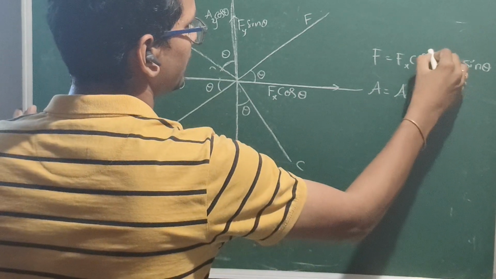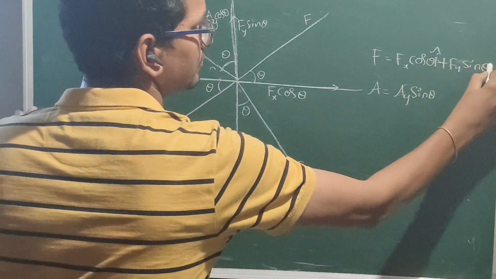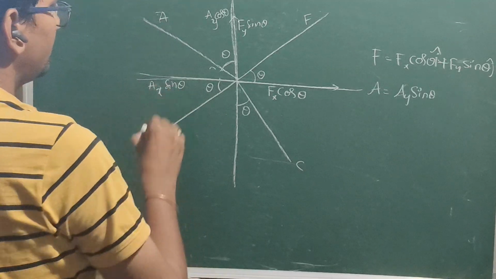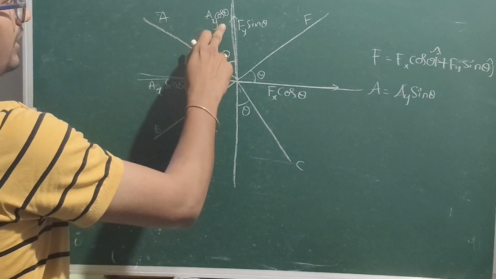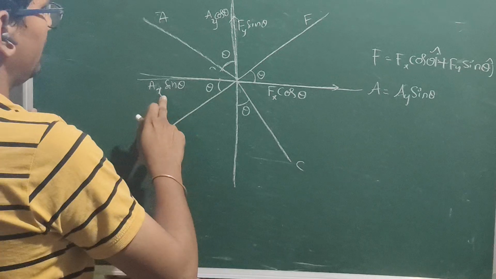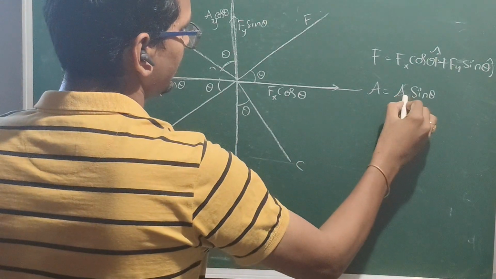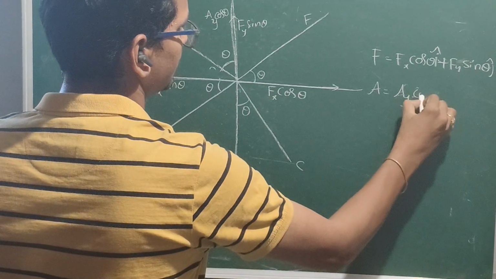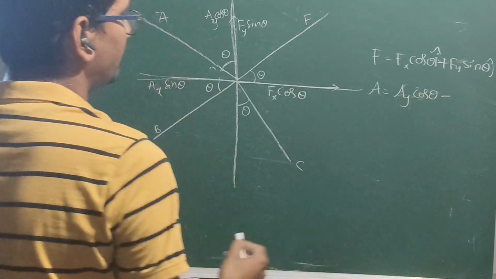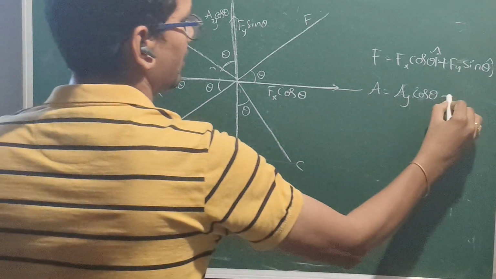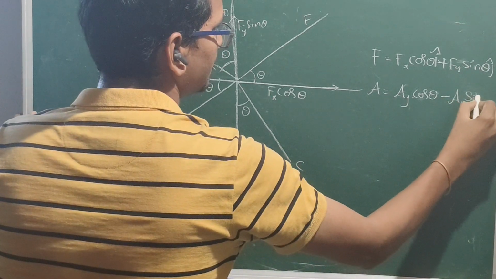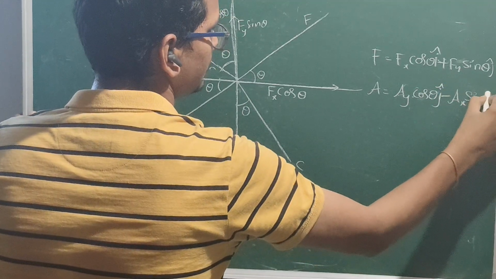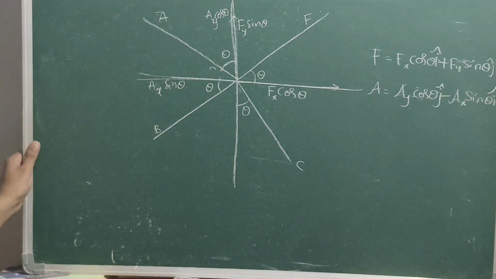X-axis means which unit vector is there? I cap. Y-axis means j cap. This is the x-axis, right? What is the y component? This is the x component, the x component we got here. But Ay is equal to Ay cos theta minus, because it is a negative axis, Ax sin theta. This is the y-axis, called j cap, x-axis I cap. That's why we can write it easily.